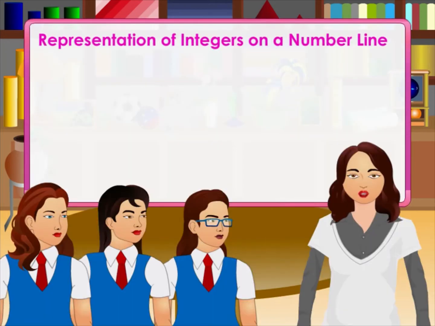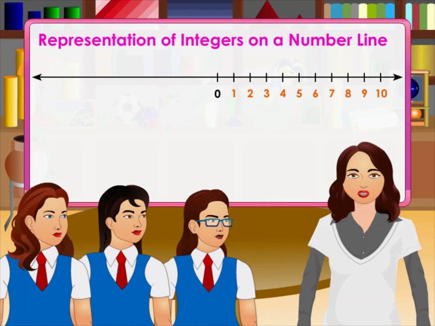Here you will learn how to represent the integers on a number line. Draw a line and mark some points at equal distance. Mark a point as 0 on it. Points to the right of 0 are positive integers, marked as 1, 2, 3, and so on. Points to the left of 0 are negative integers, marked as minus 1, minus 2, minus 3, etc.